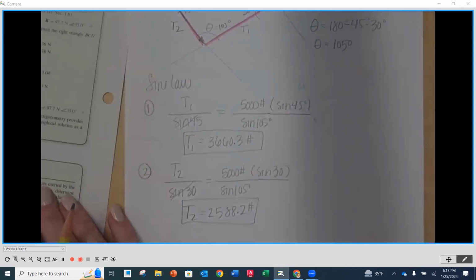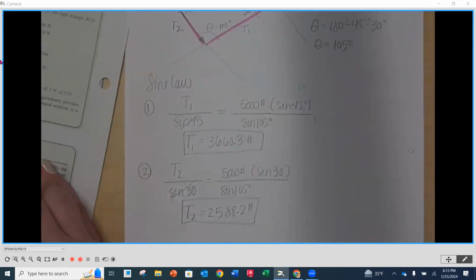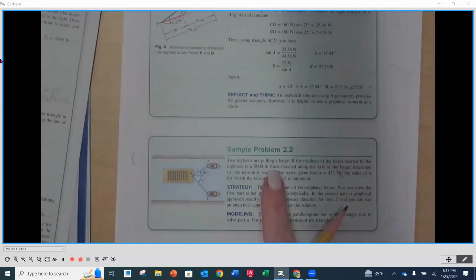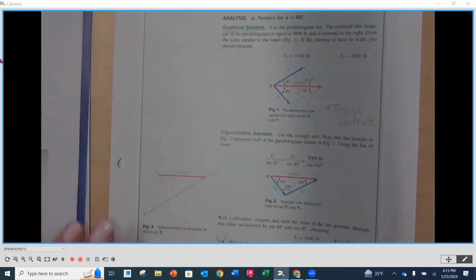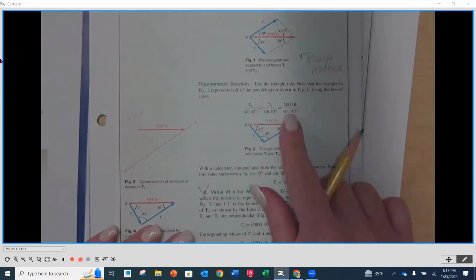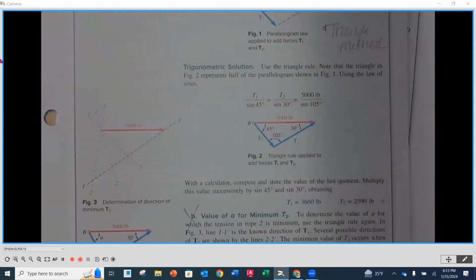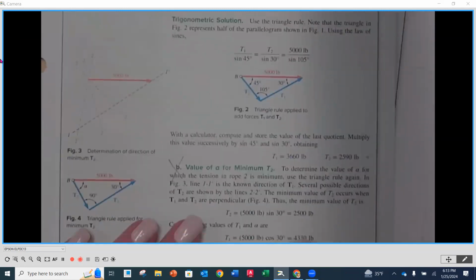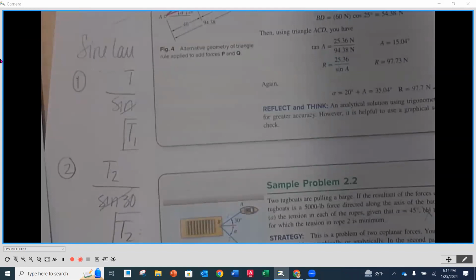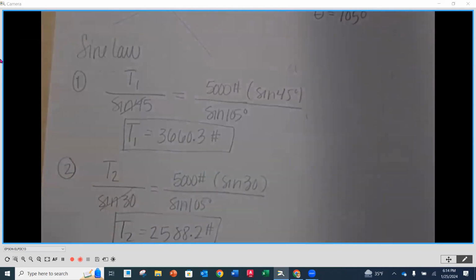All right, so let's go back to the problem here. We just looked at sample problem 2.2. You're going to notice on the next page, page 25, we use the same triangle as they did, using the law of sines to calculate T1 and T2, and those answers are down here as well. Okay, and then we're not going to worry about part B.